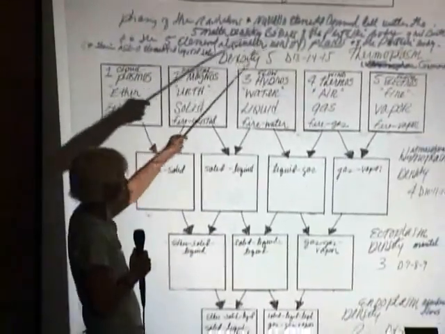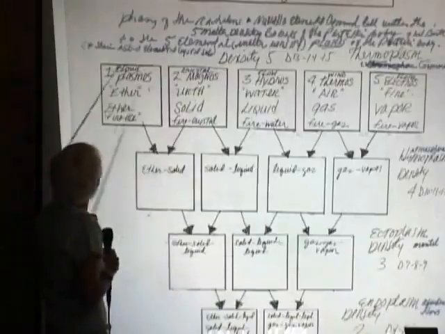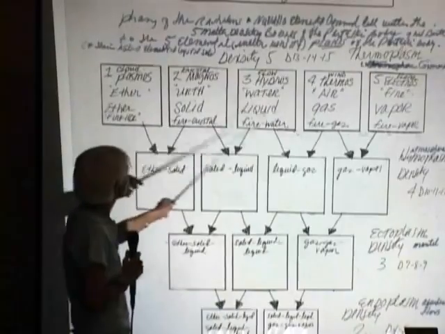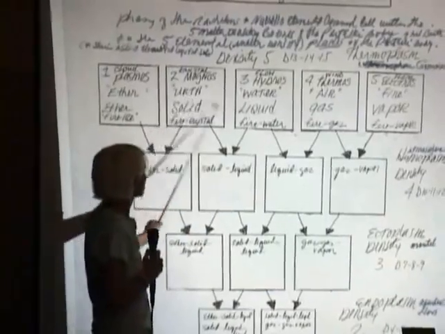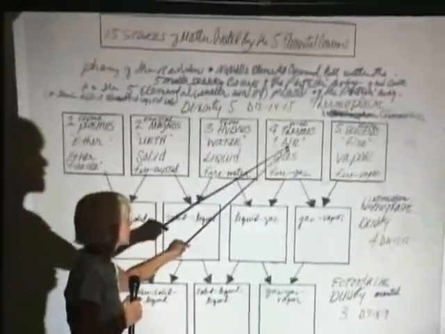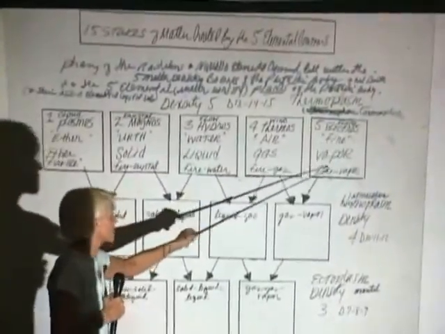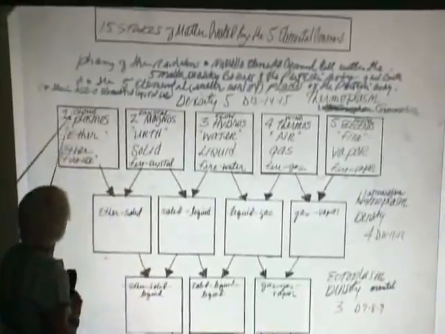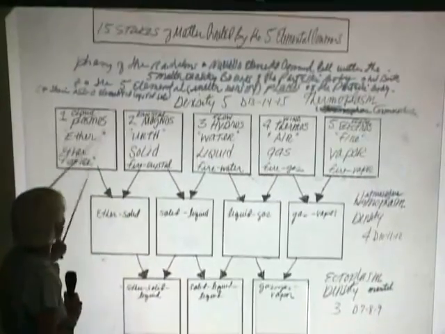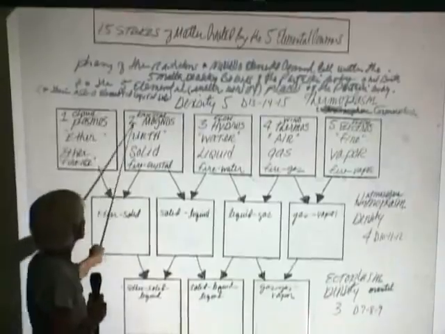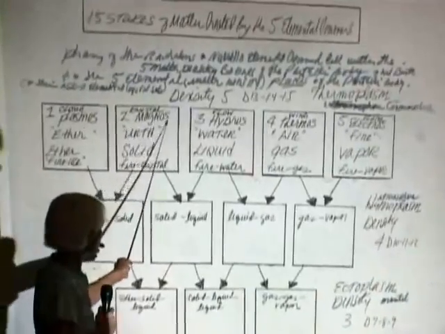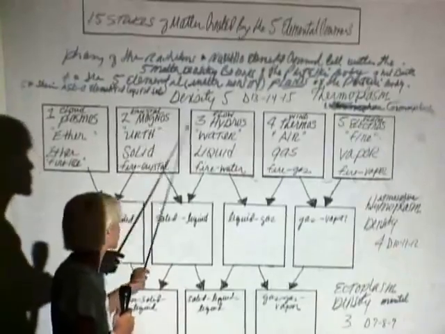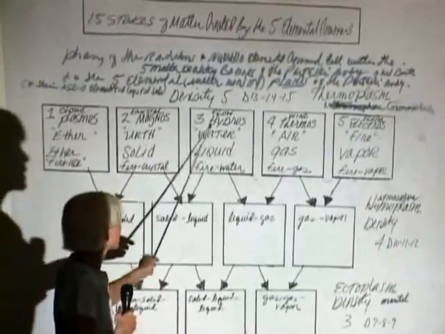"15 states of matter created by the 5 elemental commands." All right, these are the 5 main commands. We had the ethers, the earth, the solids, the waters, the liquids, known as the flows, the airs or the gases, and the fires or the vapors. All right. Now, each of these, this is called plasmos. The ethers are called plasmos. The solids are called magnos. The flows or liquids are called hydros.